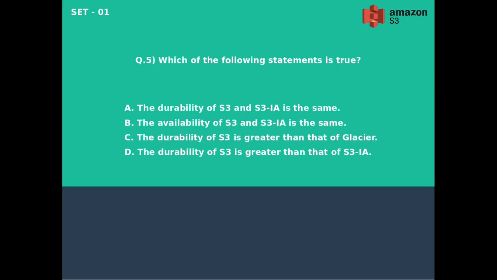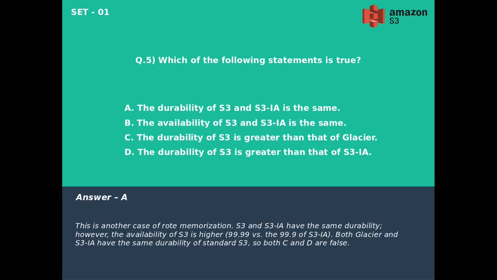Question 5. Which of the following statements is true? A. The durability of S3 and S3 IA is the same. B. The availability of S3 and S3 IA is the same. C. The durability of S3 is greater than Glacier. D. The durability of S3 is greater than that of S3 IA.